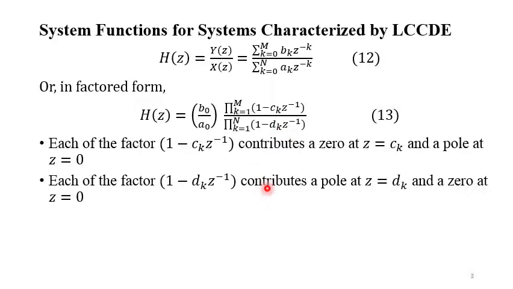Similarly, when we replace z by 0, because this is z inverse, that means it's 1 over z. So when z equals 0, 1 over 0 will be infinity, and 1 over infinity will be 0. So that's how it contributes a 0 and a pole.